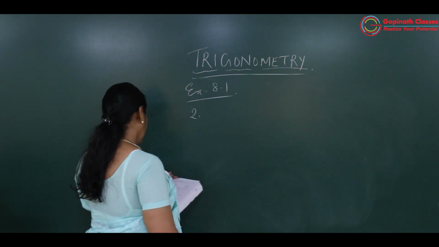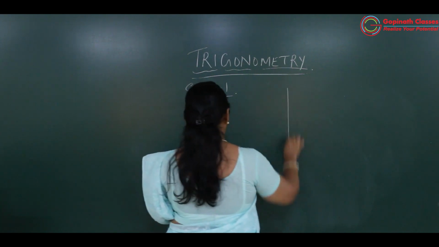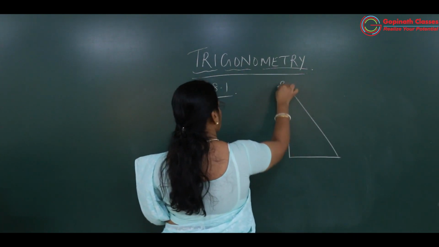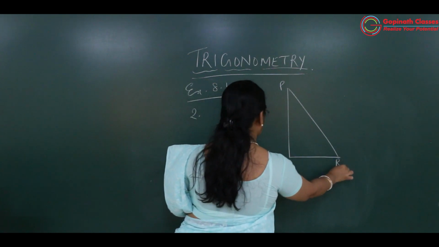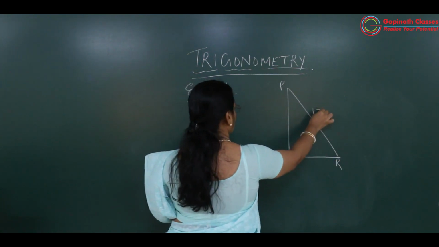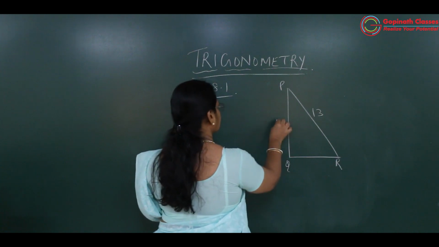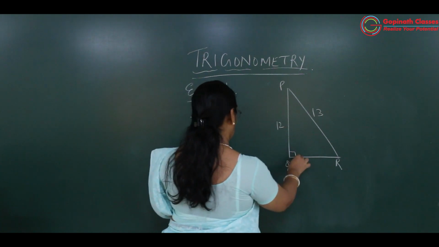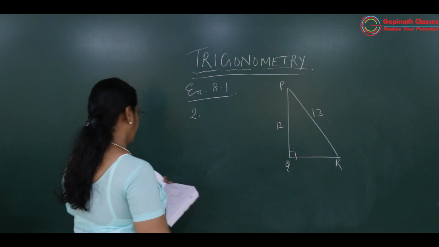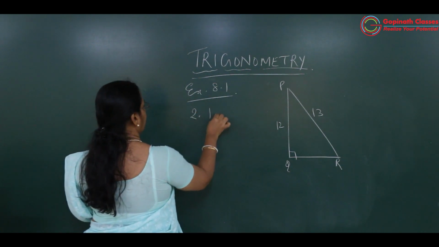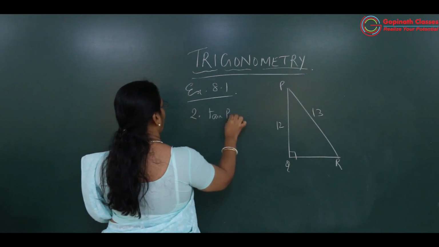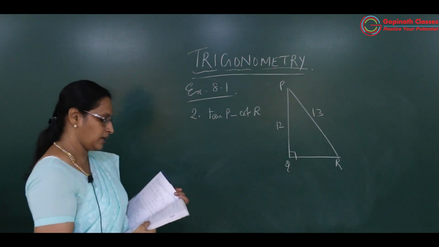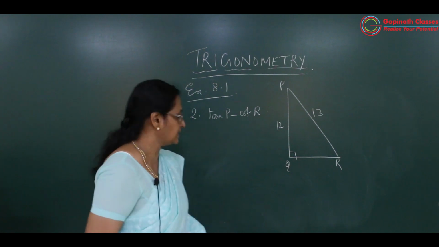Second question is in figure 8.13. This is the figure. Triangle's name is PQR, right angled at Q. Hypotenuse is given 13 centimeter. This is given 12 centimeter. Obviously, we can find out QR, and they are asking to find tan P minus cot R. Okay. So let's find out tan P and cot R, and then let us subtract it.